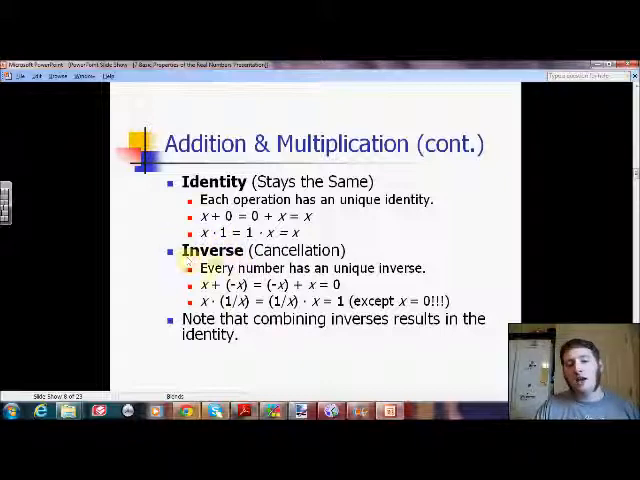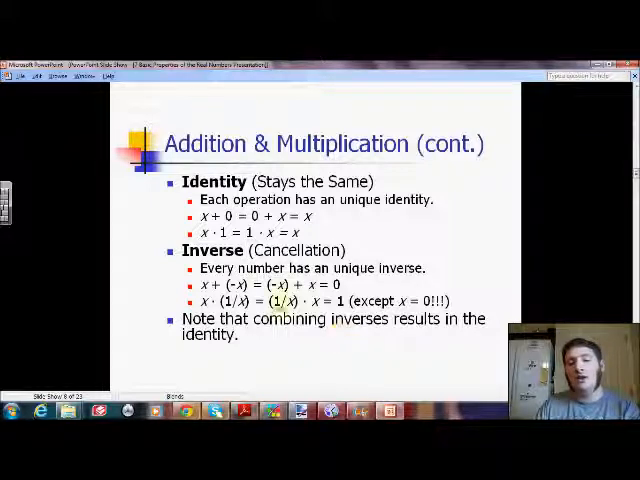And then one of the big ideas of algebra is inverses. And inverses cancel. And every number has its own unique inverse. And for addition, it's called opposites, which kind of gets us back to that idea of subtraction. x plus the opposite of x equals 0. For multiplication, it's reciprocals. x times the reciprocal of x is going to always equal 1, with the slight exception that x cannot be equal to 0, because that would have you dividing by 0, or you would have 0 in the denominator.